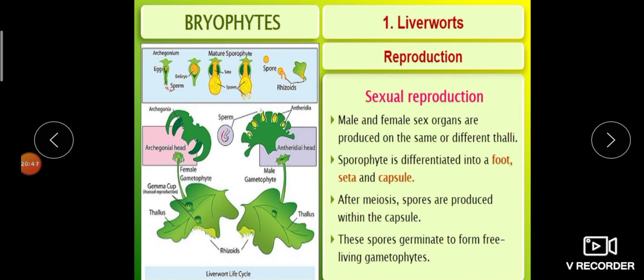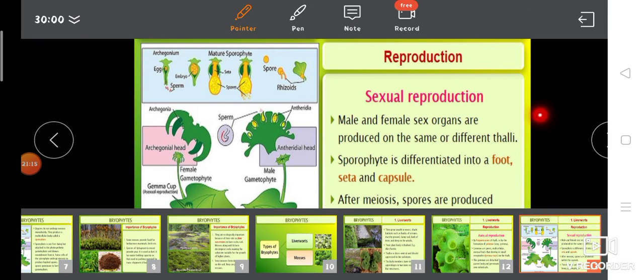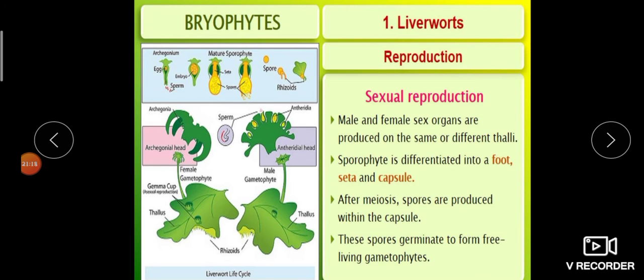It is the same as normal sexual reproduction. Male and female sex organs are produced on the same or different thalli, and the sporophyte is differentiated into foot, seta and capsule. After meiosis, the spores are produced within the capsule. Then these spores germinate to form a free-living gametophyte. Look at the picture. We already discussed how these events happen. So that is about the liverworts.